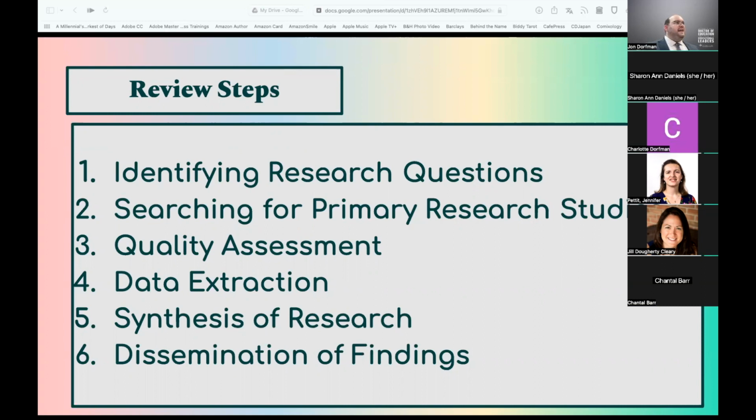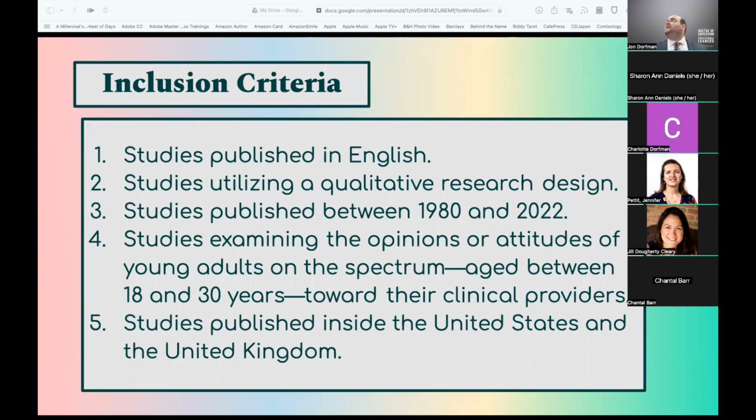So the criteria I used for the study is that the included studies had to be published in English and utilize a qualitative research design, published between 1980 and 2022, 1980 being the year autism was first included in the DSM-3, and 2022 being when I was conducting this research. Studies examining the opinions or attitudes of young adults on the spectrum aged between 18 and 30 years toward their clinical providers were included, and these studies had to have been published within the United States and the United Kingdom.